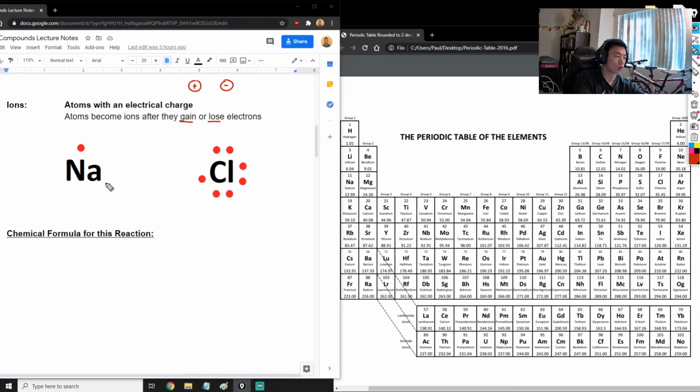Now, we said earlier in our warm-up that sodium, Na, is going to want to lose 1 electron, and chlorine wants to gain 1 electron. Okay, so this one wants to get rid of the electron, and this one wants to gain an electron. So what happens is if you have sodium and chlorine next to each other, Na is going to basically just give an electron to chlorine. Sodium is going to give the electron to chlorine.